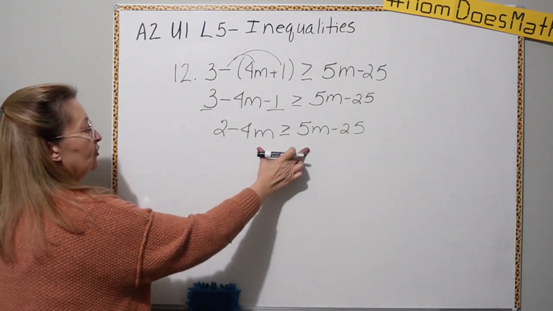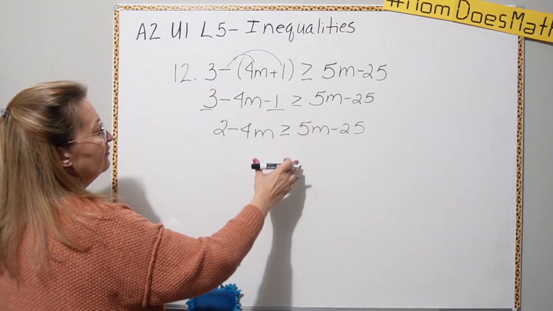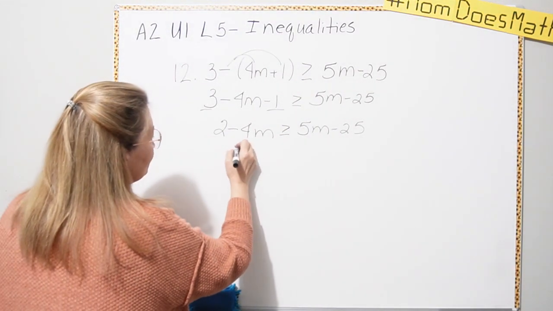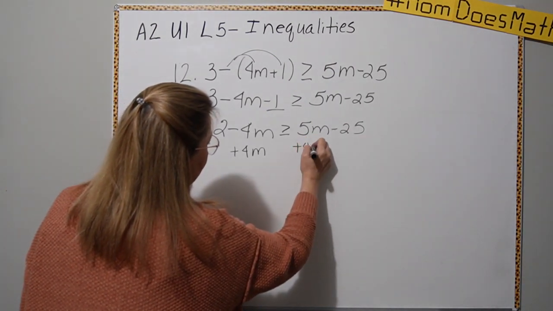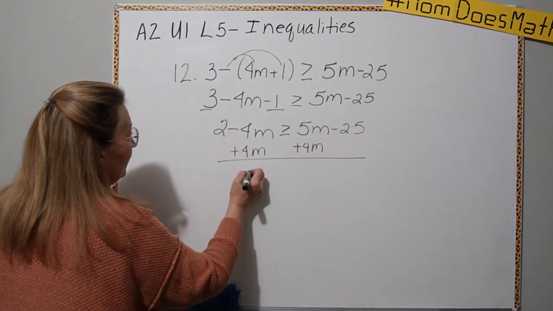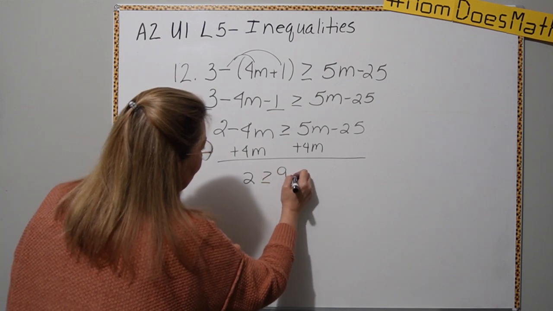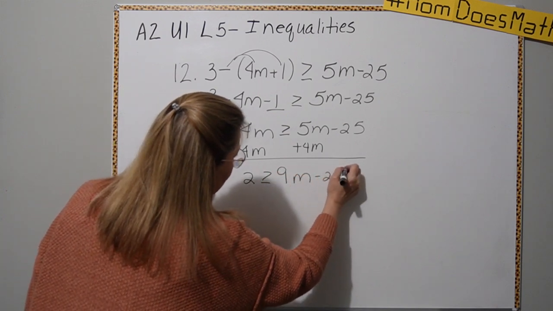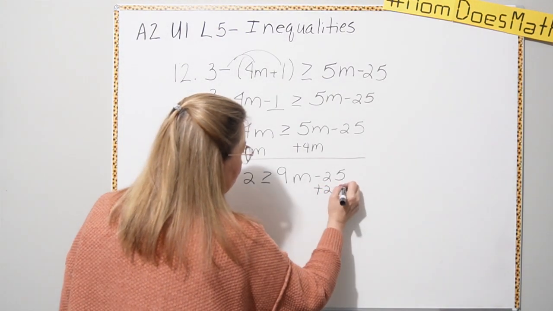All right, 2 variables, so let's get rid of one of them. The 4 is negative and the 5 is positive, so as always, let's get rid of the one that's negative. We can do so by adding to each side. And that's going to give us 2 is greater than or equal to 9m minus 25. So now let's add 25 to each side.